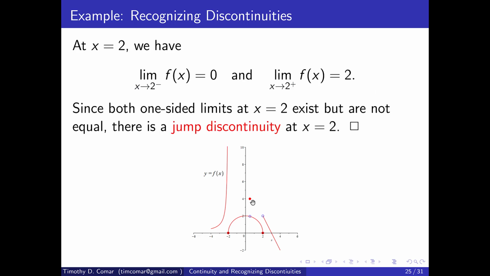At x equals 2, the left-hand limit we can see is 0 from the picture, and we can see that the right-hand limit is going to be +2. Since both one-sided limits at x equals 2 exist, but are not equal, we have a jump discontinuity at x equals 2.